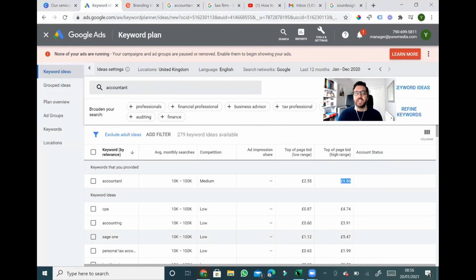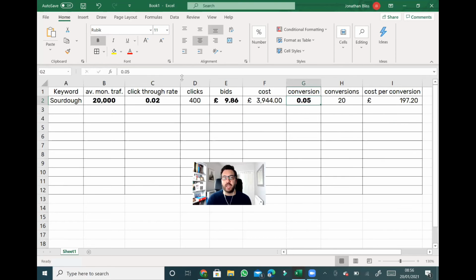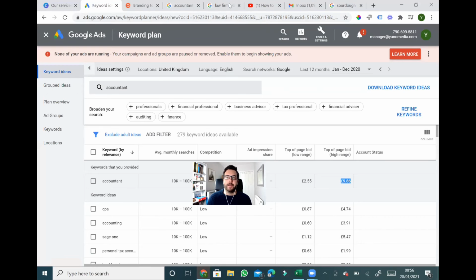Now, just to say, if you said this one for £9.86, suddenly, if you've got a 5% conversion rate, which you might not have, to be honest, conversion rate for this one might be as low as 3%, you could be looking at £328 per conversion. But anyway, back to Google and have a look at accountancy.